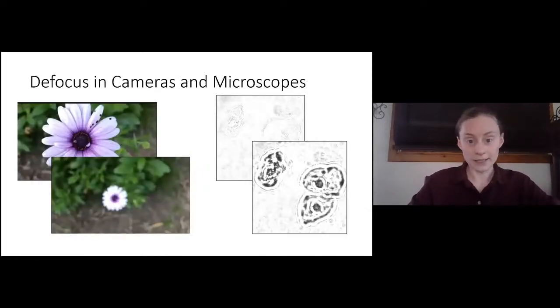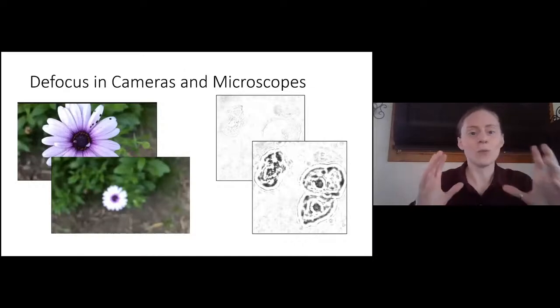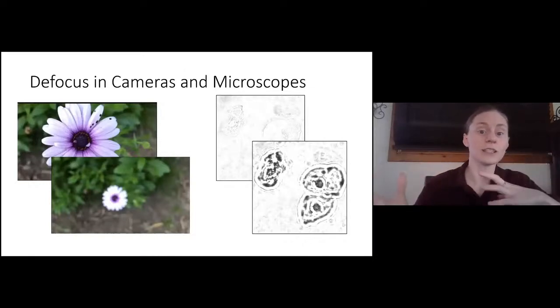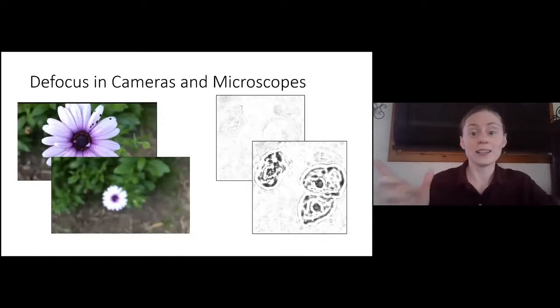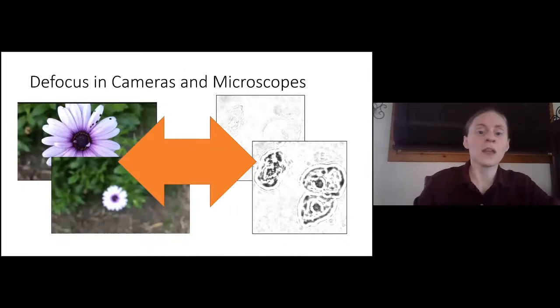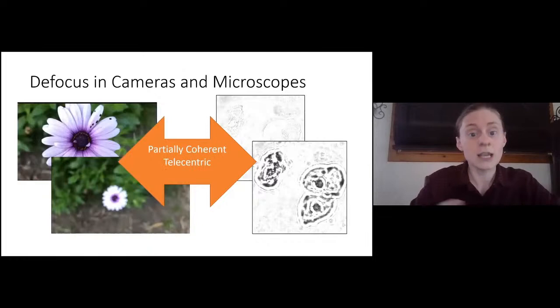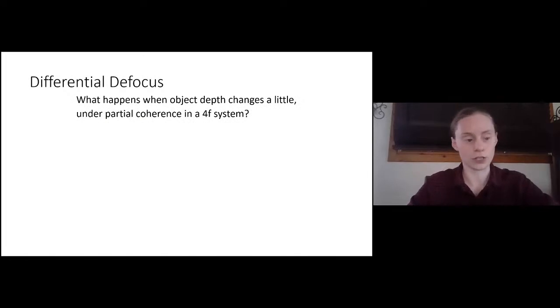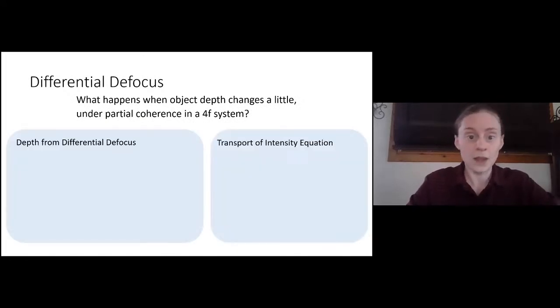So now we have all of our pieces together. We understand how and why these defocus images are different, and we've got some good mathematical tools. So now we can connect them for a direct relationship. And to do that, we'll have them meet in the middle with partially coherent illumination, telecentric optics, and a differential step in defocus. So what happens under this defocus change? We have two answers. They're gonna look a little different at first.